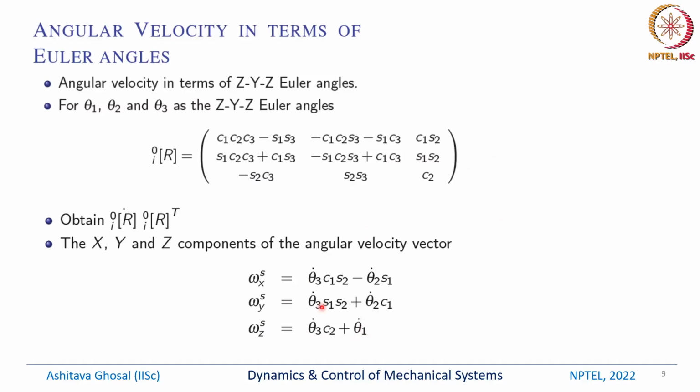So as you can see, the x, y, and z components of the angular velocity vector are different, and that is because we are using a different way of representing orientation. Previously it was XYZ Euler angles, now we have ZYZ Euler angles, and naturally the rotation matrices were different, so the angular velocity vector would also be different.